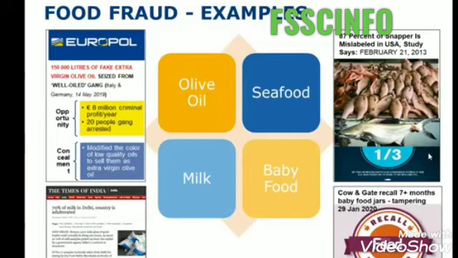And then if I move toward the right side example, like seafood, here you can see this is an example from the United States. On the left side, I have given you an example of Italy and Germany.